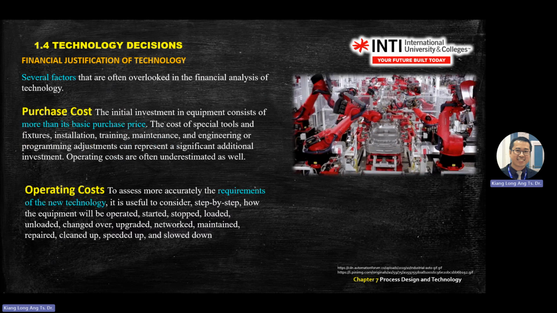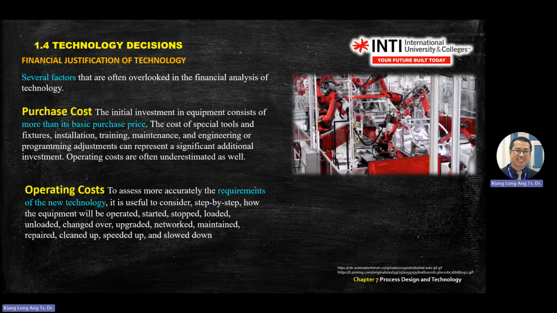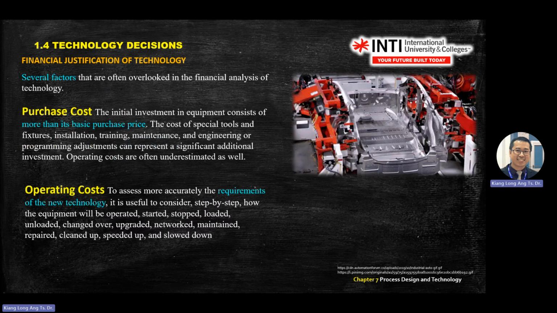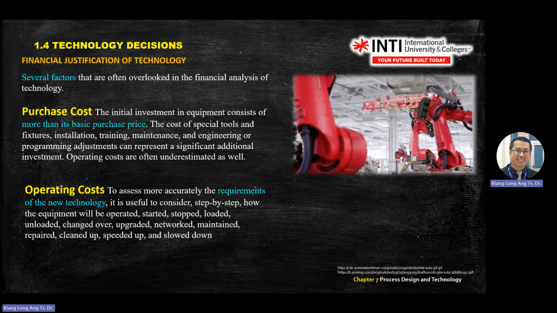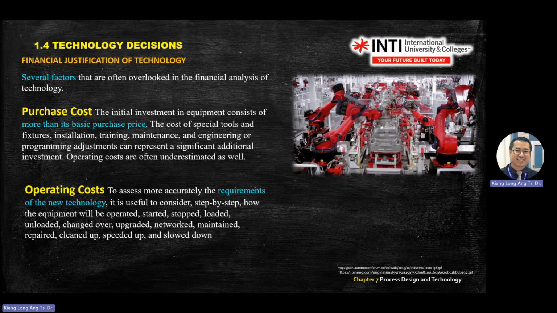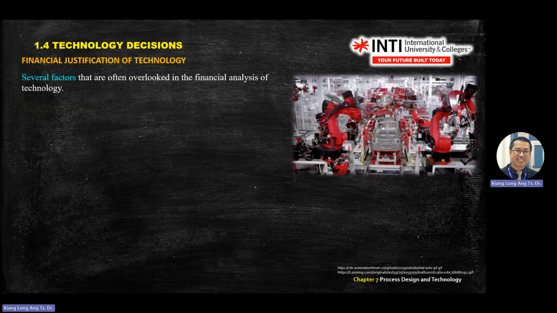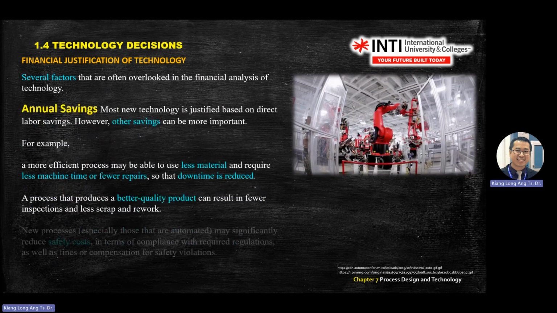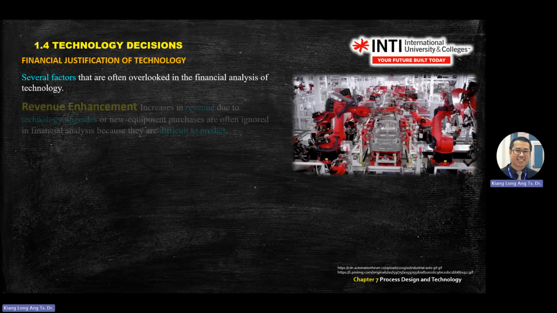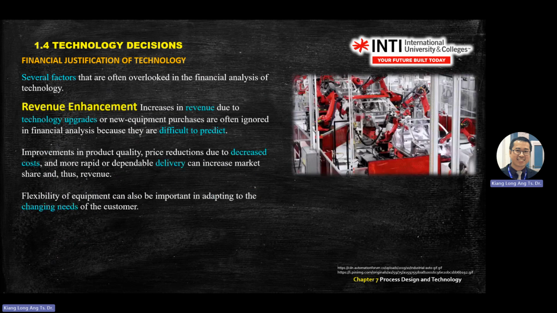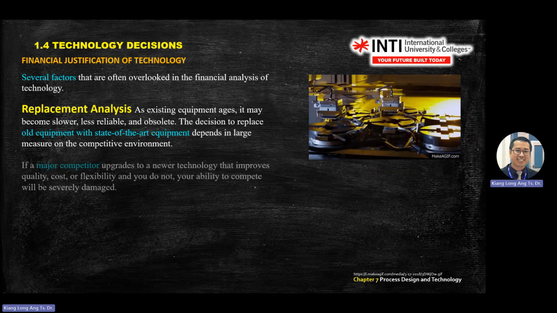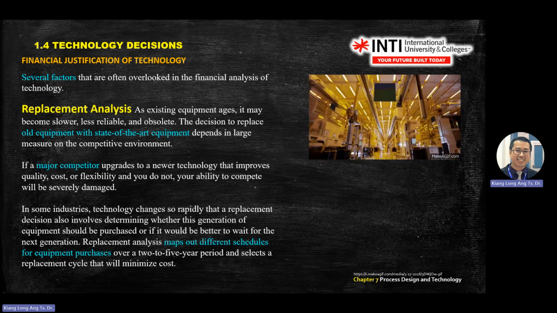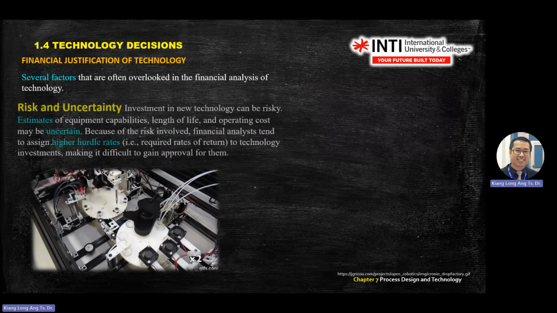So this is on the financial justification of technologies. A few factors that you often overlook. These are, I think, 4 or 5 points there. Purchase cost, operating cost, annual saving, revenue enhancement, replacement analysis. All these you read lah. Risk, uncertainties, all these.